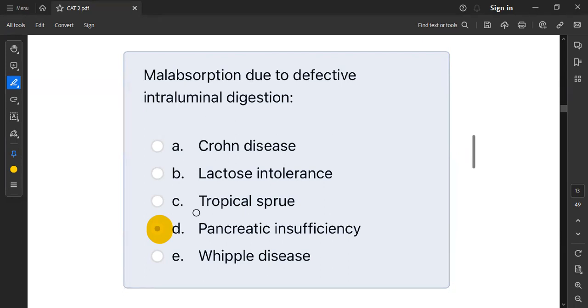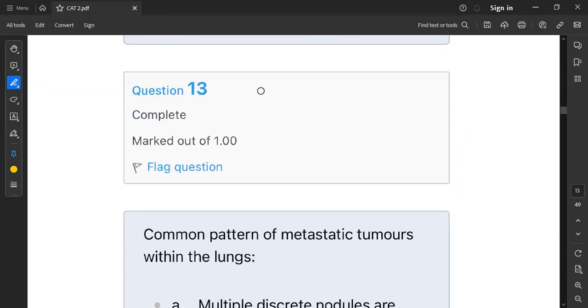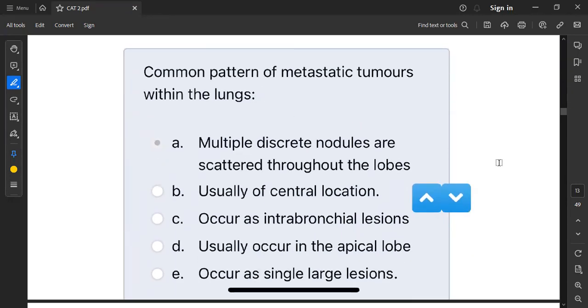Now, the next question will be question 13. Common pattern of metastatic tumors within the lung. What is the most correct response for this? Waiting for your responses in the chat. I'll give you a second to read through the question. You'll come up with a response A, and you guys have done well. Multiple discrete nodules that are scattered throughout the lobes. That is the correct description of metastatic tumors within the lung. Now, for B, usually centrally located.